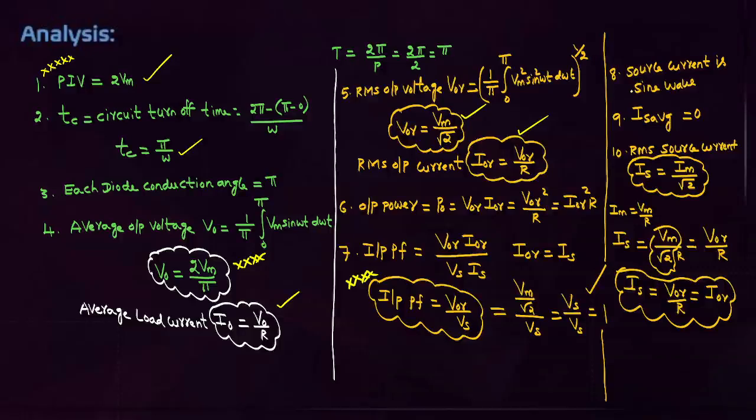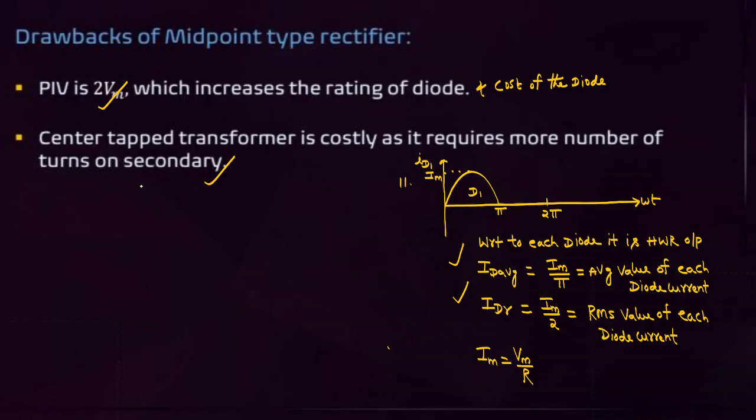Then the source current is a sine wave, average source current is 0, RMS source current is Im by root 2. Then input power factor is always unity in the case of resistive load, full wave rectifier. What are the drawbacks of the midpoint type rectifier? Peak inverse voltage is 2 Vm, which increases the rating and cost of the diode. Because of the center tap transformer, it requires more turns at the secondary, which increases the cost also.